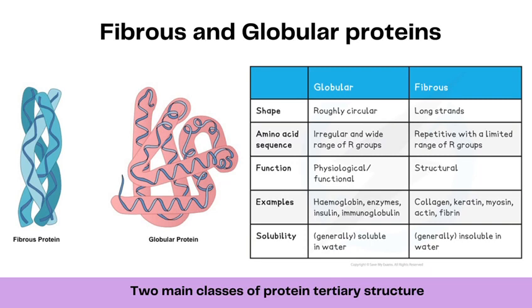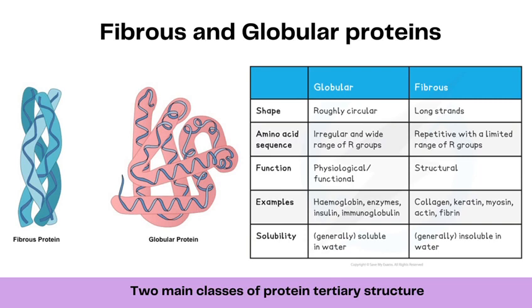Globular proteins, on the other hand, are more spherical in shape. They are typically soluble in water and are found in tissues throughout the body. Globular proteins perform a wide range of functions, including catalyzing chemical reactions, transporting substances, and regulating processes. Examples of globular proteins include enzymes and hormones.